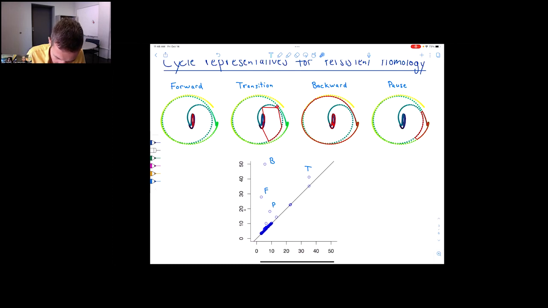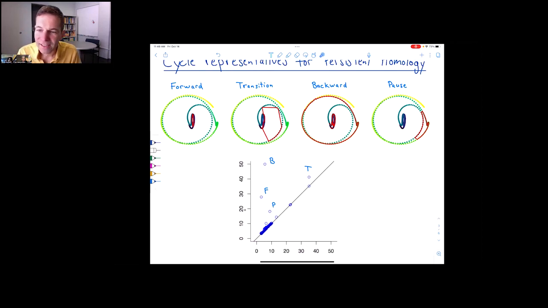The transition is this cycle here, which, notice, has an edge that jumps from one part of the video to the other. Because of that, it's born late, so it has a large birth value, and it is happening at this part of the persistence diagram. And then this pause here is this part of the video.